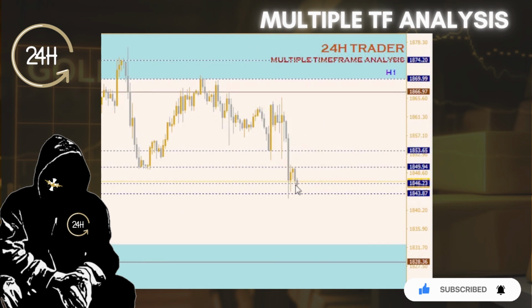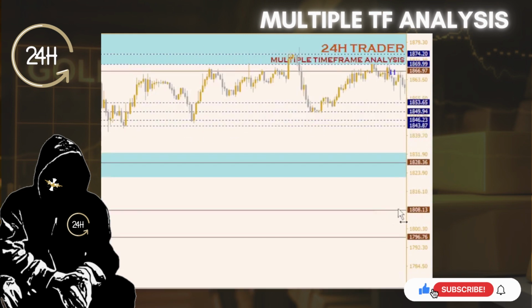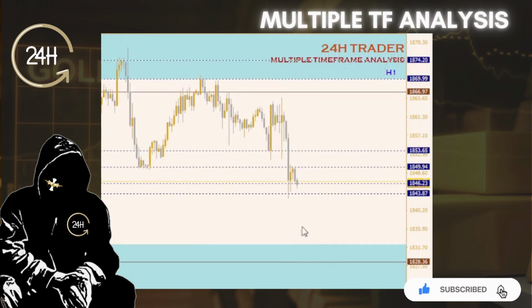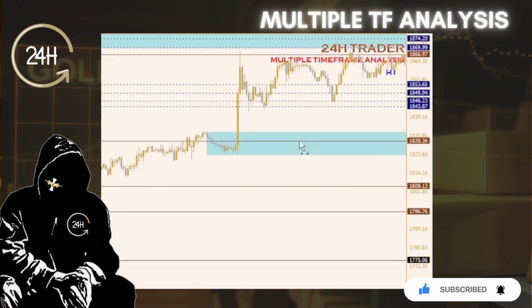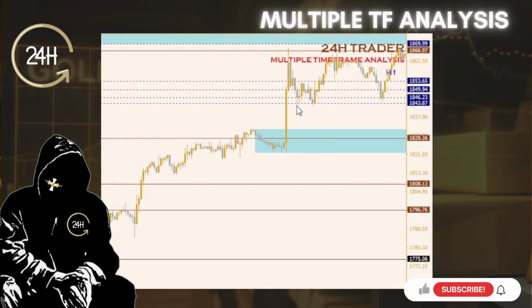If you want to play safe and open buy positions on the 1 hour time frame, all you need to do is wait for the market to reach this light blue box area. Then you buy. And the take profit area is around this 1843, around this area.